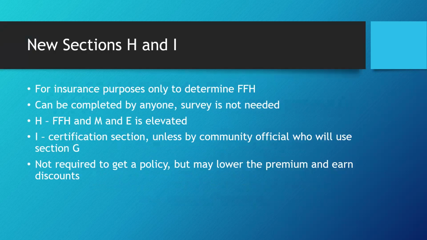And then sections H and I. So again, this is for insurance purposes only. And it's only to determine the first floor height. Again, this can be completed by anyone. A survey is not needed. So there's just 3 questions in this section. It's to establish what the first floor height is, and then a question about is the M&E elevated based on the foundation type. And then section I is just a certification section. It's much like all the other sections, which would be used if H is filled out. Unless you're the community official, you would go back to section G and then certify in there.